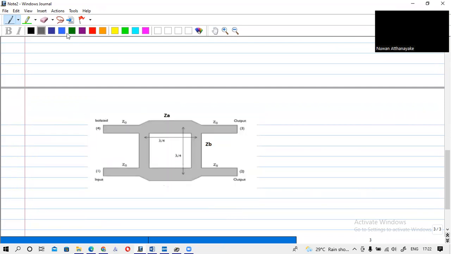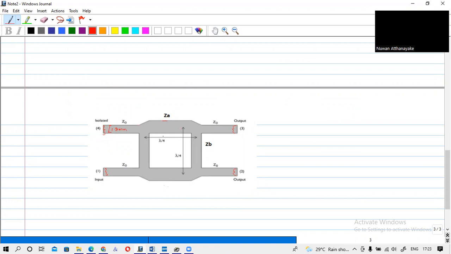So now we have calculated this width, and it is 1.8 millimeter. All transmission lines are 50 ohm, so all transmission lines have the same thickness and the same width, that is 1.8 millimeter.